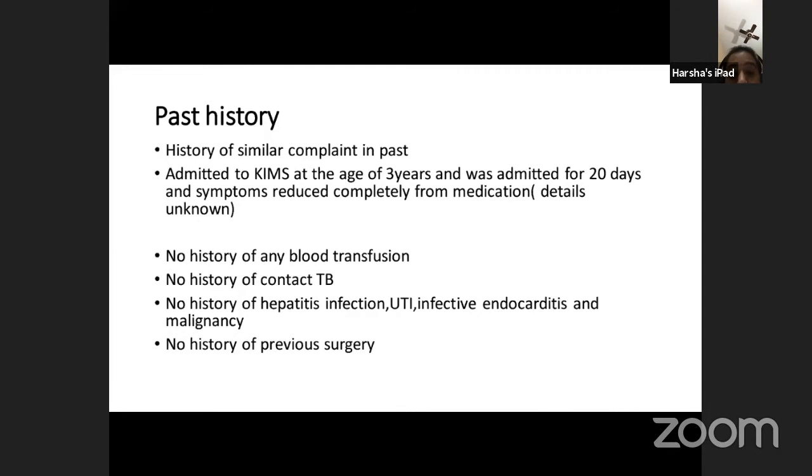Not really. You don't have to ask like that. Malignancy, which particular malignancy? Leukemia and lymphomas. Which particular one are you looking for here? Lymphomas, not really leukemia. Hodgkin's and non-Hodgkin's lymphoma will cause secondary nephrotic syndrome. History of previous surgery is not really required to ask over here. I think we missed UTI. Have you asked the history of UTI?